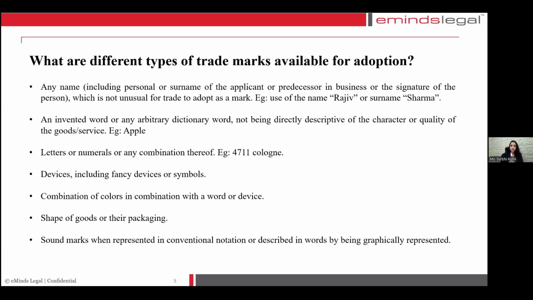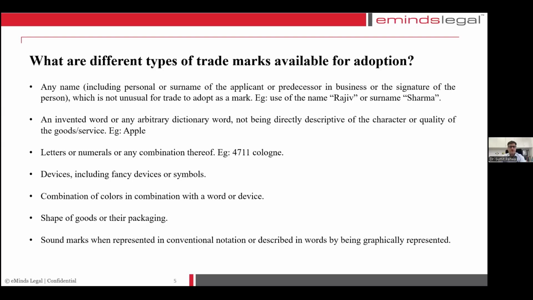So it is advisable when you are filing your mark in the form of a device mark, it should be in a black and white color combination only. When you file it in black and white color combination, you have proprietary rights over all kinds of color combinations. Shape of goods or their packaging is something that can be trademarked. Sound marks, when represented in conventional notation or described in words, by being graphically represented.